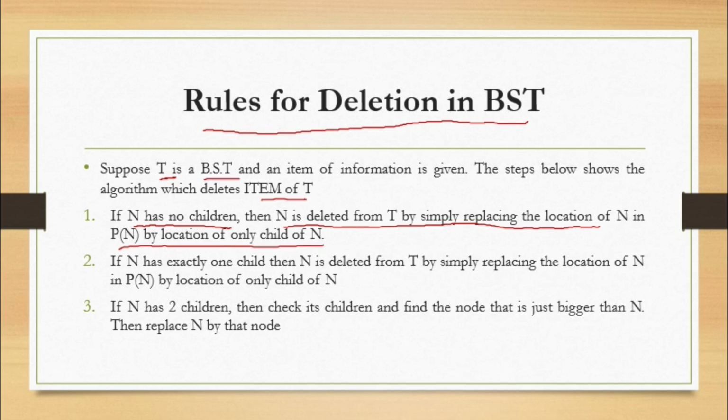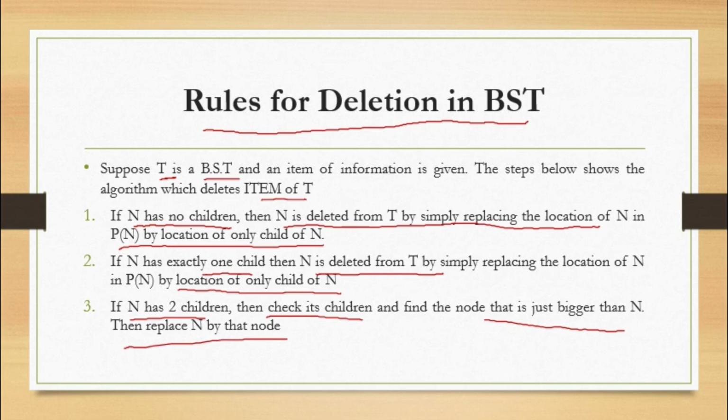Next, we'll understand these rules. If N has exactly one child, then N is deleted from T by simply replacing the location of N in T by the location of the only child of N. If N has two children, then check its children and find the node that is just bigger than N, then replace N by that node.